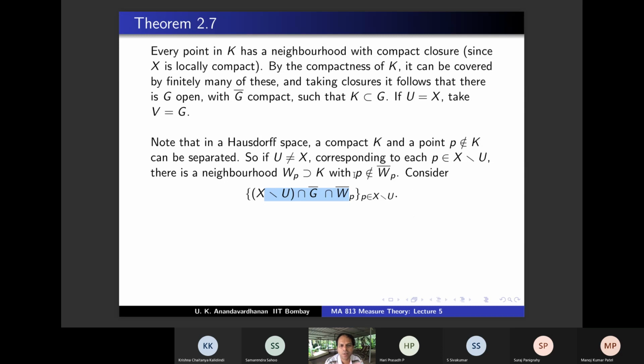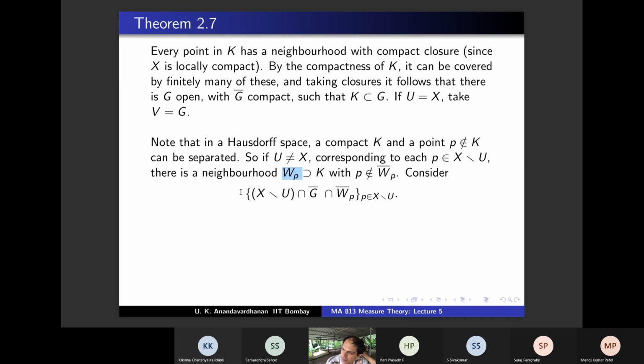Just from this fact, P is not in WP bar, right? If P is outside U, then there is a neighborhood WP such that P is not in WP bar. So as P varies, if you take the intersection, what is the claim? P is from X minus U, and corresponding to a P in X minus U, there is a WP bar which does not contain P. So take any point here, corresponding to that, there is a WP bar which does not contain that point.